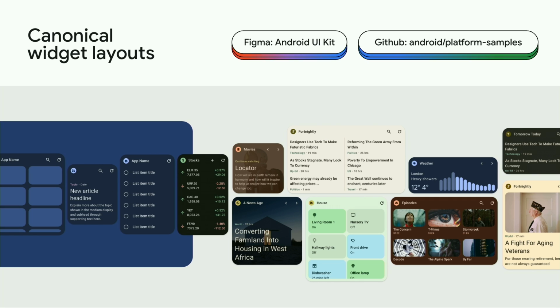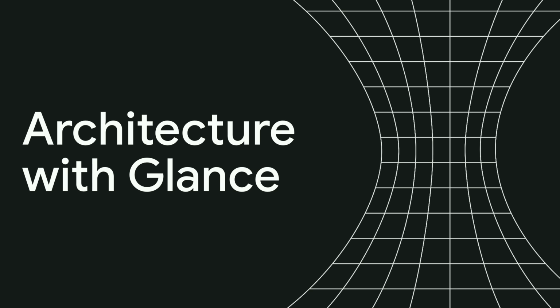In addition to our widget components and design guidelines, Glance has canonical layout samples in our platform catalog samples repository on GitHub. These layouts provide ready-to-go implementations of responsive, resizable layouts for many different use cases and widgets. Feel free to take a look, give them a try out, and use them in your project.